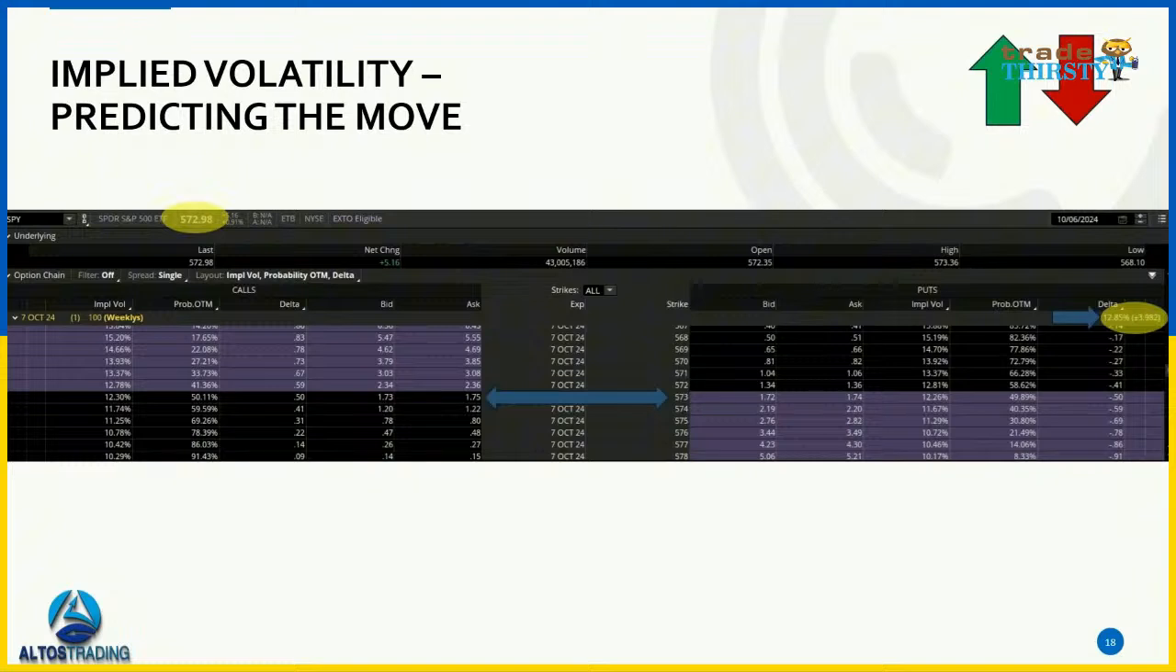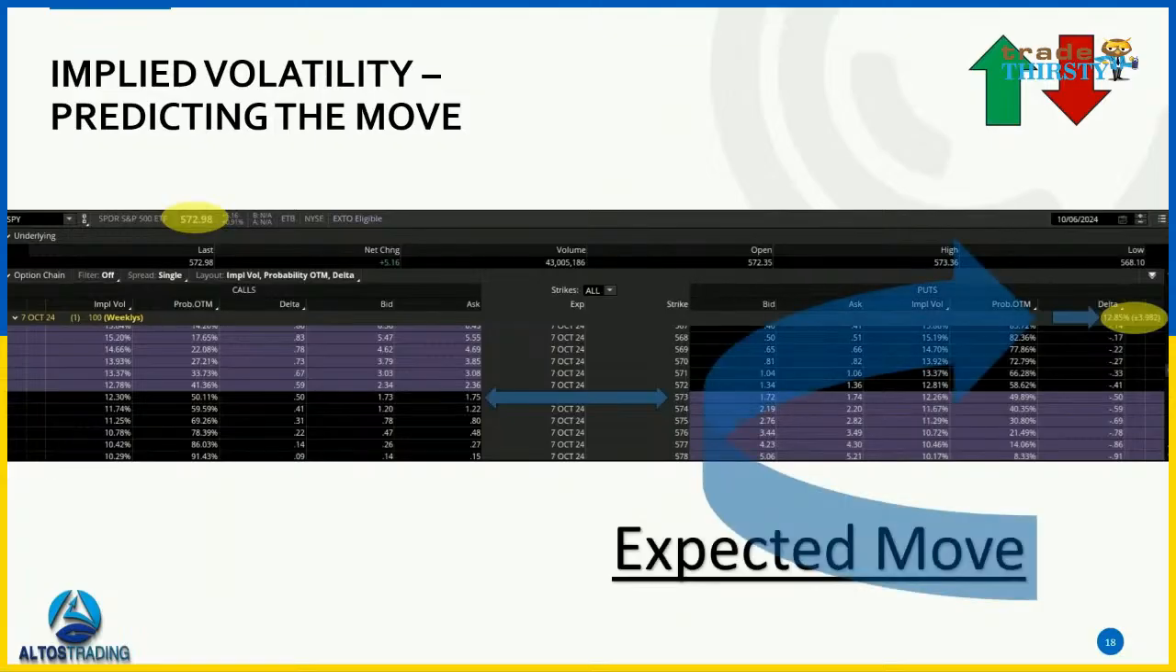As I mentioned, if you can't find this, a quick and dirty way to estimate it is add up the at-the-money straddle. That means you take the strike price closest to the underlying share price, so 573, and you just add up the premium on the call and the put side. And that's going to give you a pretty close estimate of the expected move. But that's what this number is. It's a critical number to use in virtually all of your trading decisions, even if you're not trading the option, right? Even if you're trading the underlying stock, ETF, or index.